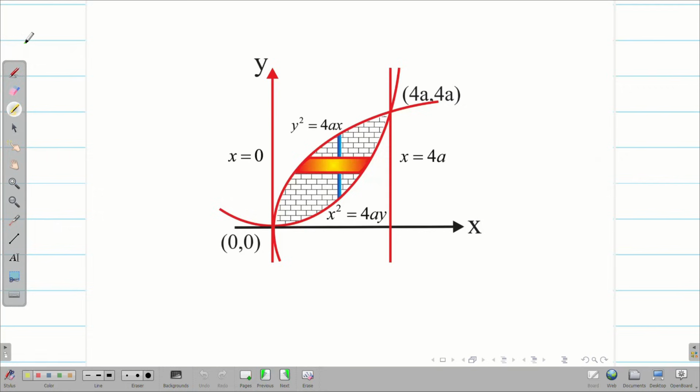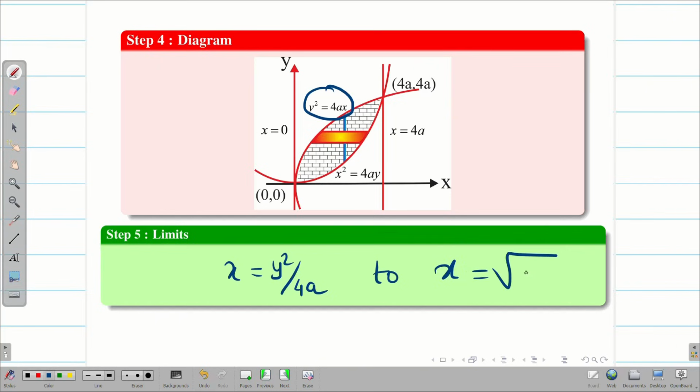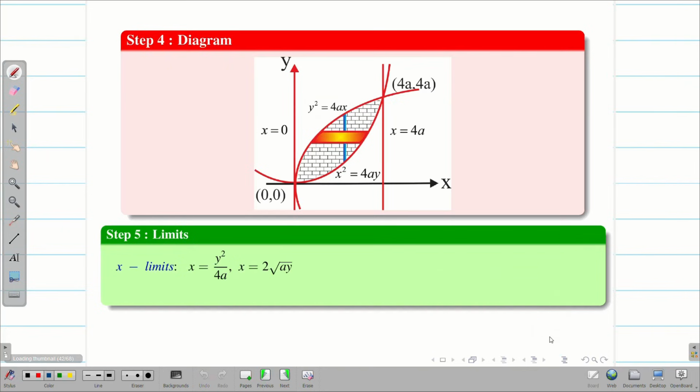Next, we are going to write the limits. This is my diagram. Since the horizontal strip is there, x limits are variable, y are constant. So the horizontal strip always travels from left to right. Therefore, my left limit, you see, y square equal to 4ax, so x equal to y square by 4a. I can write like this. Then it goes to the other parabola, x square equal to 4ay. If I take root, it will become x equal to square root of 4ay. I can write this as 2 into square root of ay. This is my x limit.